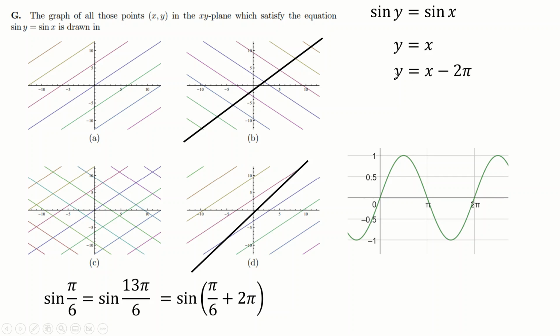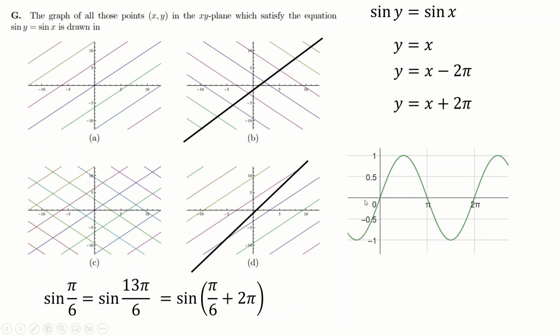I can say pi over 6 equals 13 pi over 6 minus 2 pi. Right? Then I'm going to get the same thing. So this is a line that's on here as well, the same gradient, just with a lower y-intercept, so that's looking like this one here. At 2 pi, but also sine goes the other way as well, right? So I could just take away 2 pi instead and end up with this kind of idea. So there are lots of parallel lines of gradient 1. So it could be this one. This one is the same, except it also has lines of gradient minus 1.